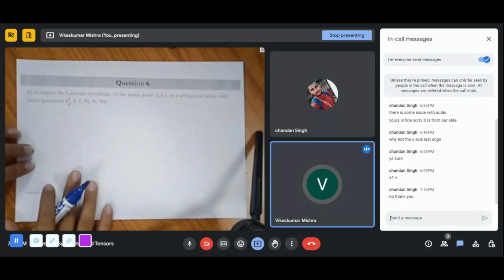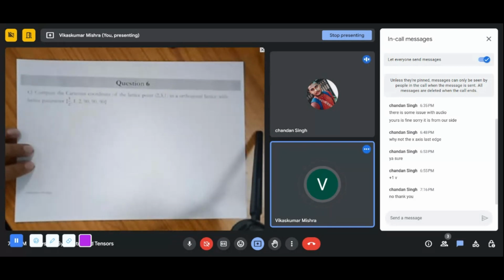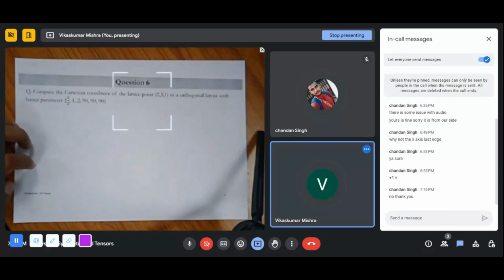I think it's not very good in the visible manner. So let me explain the question, what it is written, and I will read it also. Yeah, I think now it's quite better.